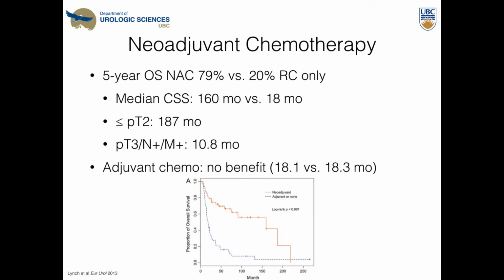There's really good, well, not really good, but really good retrospective evidence of the efficacy of neoadjuvant chemo. MD Anderson found that the 5-year overall survival in the neoadjuvant chemo group was 80% compared to 20% for cystectomy only. Cancer-specific survival was almost 10 times better. Patients who had pT2 disease or better at the time of cystectomy, so localized to the bladder, survived very well, 187 months cancer-specific survival, versus patients who had T3 or node-positive or metastatic disease, who survived less than a year.